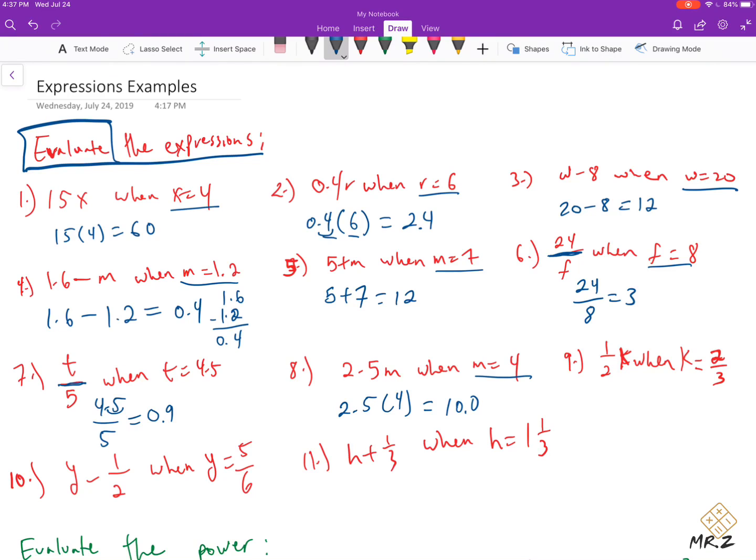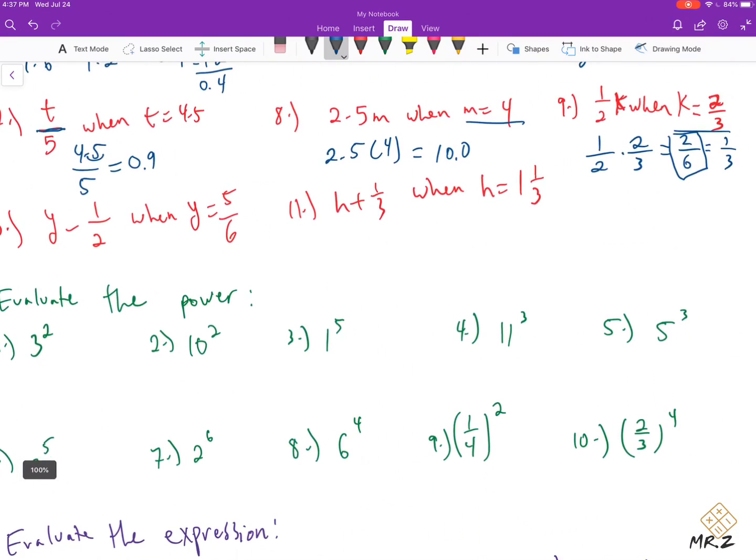1/2 K, that's the same as saying 1/2 times K, and K is 2/3. Sorry, not 2.3, 2 over 3. Don't know why I said 2.3. Again, when we multiply fractions, top by top, bottom by bottom, 1 times 2 is 2, and 2 times 3 is 6. So 2/6. And again, if you can simplify this, of course, top and bottom, you can divide by 2, so you end up with 1/3.